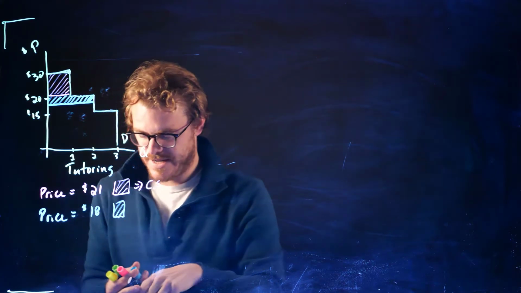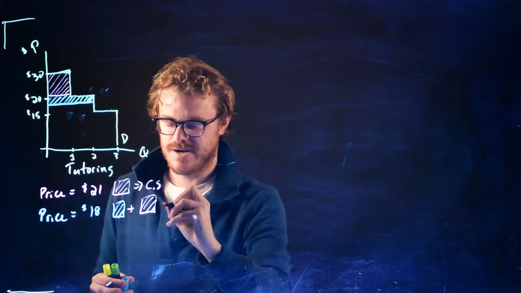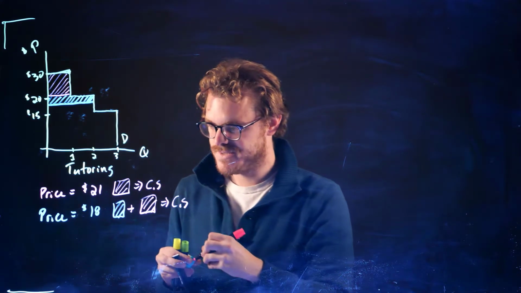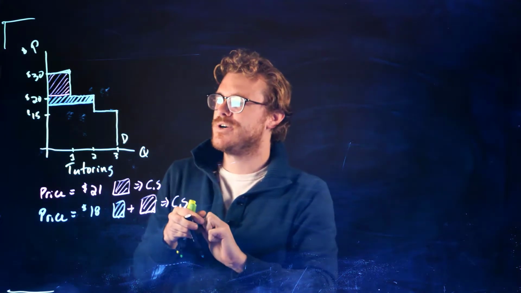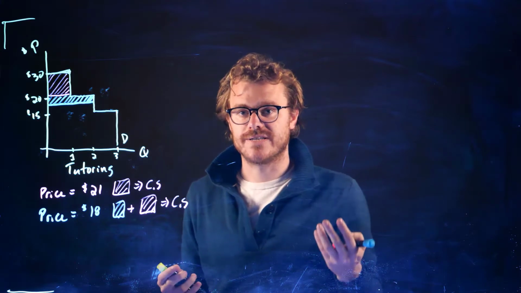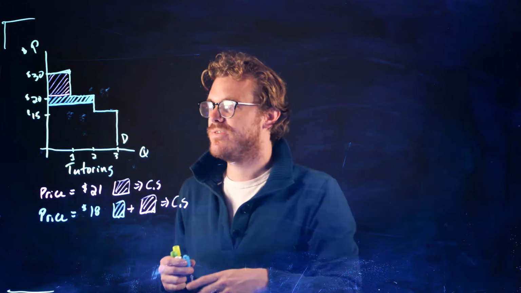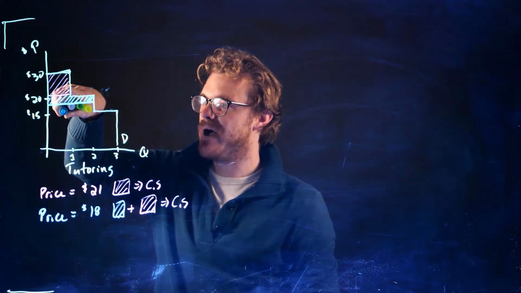So this area plus this area is the consumer surplus. And so we see that as the price goes down, the consumer surplus is increasing. And it's increasing because of two reasons, right? The first thing is people who are already buying in the market.